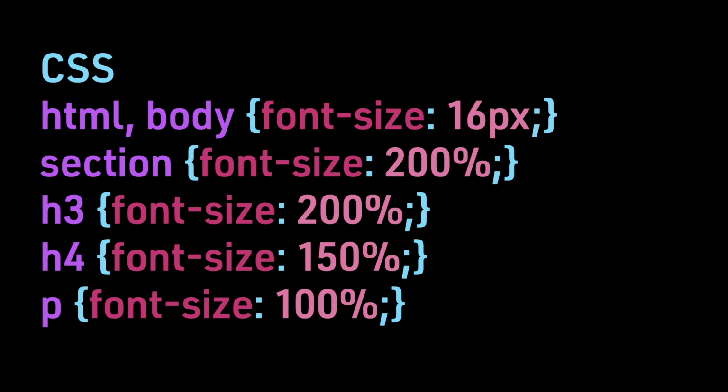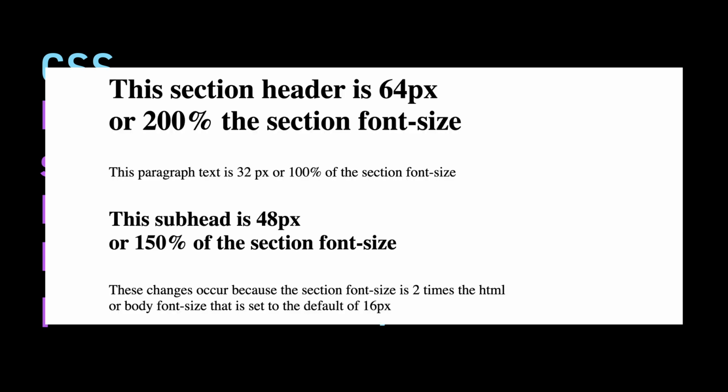If we look at our CSS, we have added a CSS rule for section where the font size is 200%. By increasing the section font size to 200%, we now have a different result for our paragraph and headings. The section font size is now 32 pixels, and the paragraph text is 100% of that. Similarly, the H3 heading is 64 pixels, which is 200% of the 32 pixels, and the H4 heading is 48 pixels, or 150% of the 32 pixels.